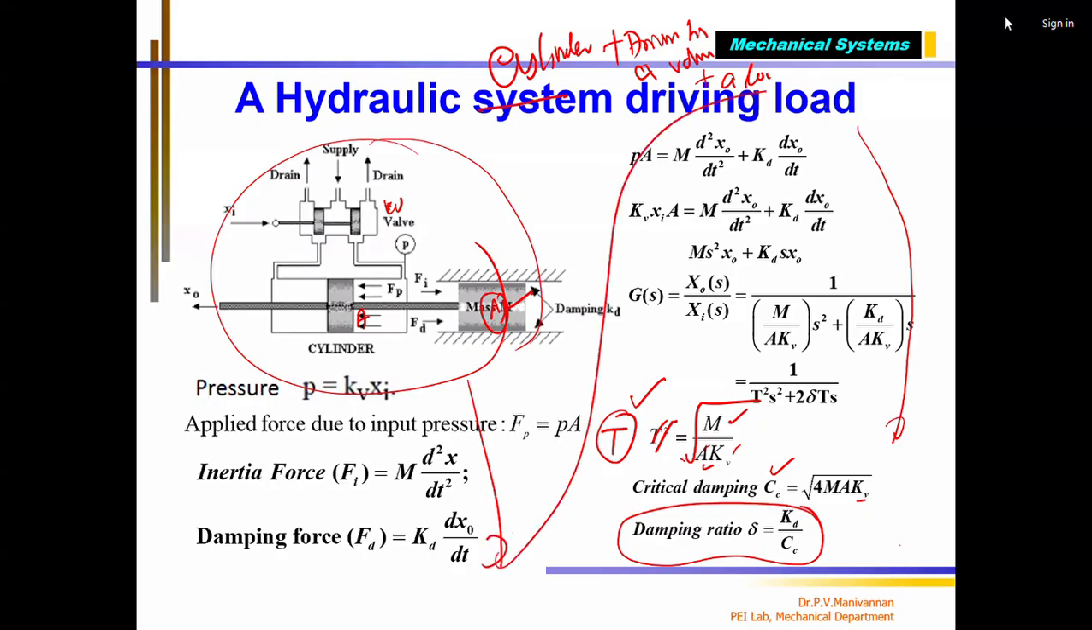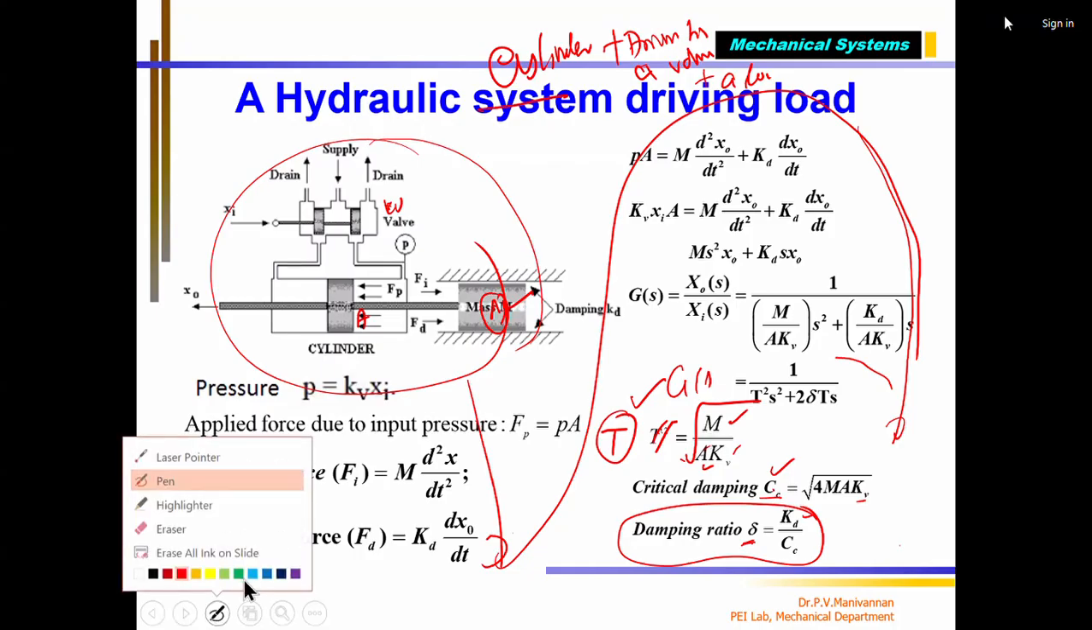Finally, G of S you have to write, and once values are given, you have to find the T and the C and the delta. Delta is called the damping ratio. CC is the critical damping. Because you want to find out the D, you should find out CC. Only then you can do. Then KD will be given. Then you can find the time constant. Okay. So we go to the next slide.